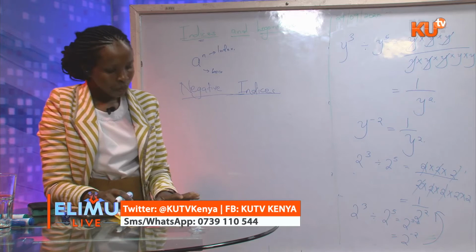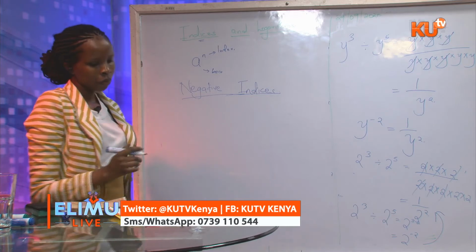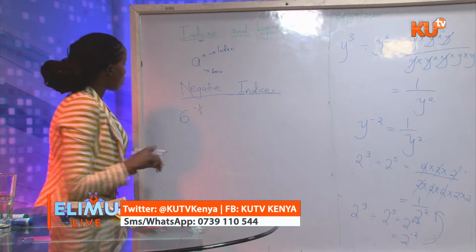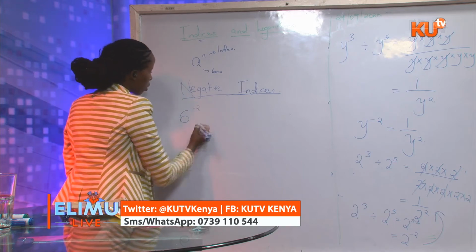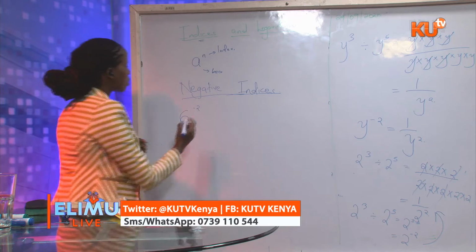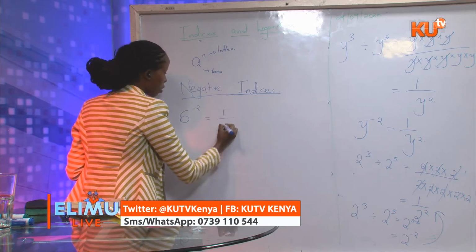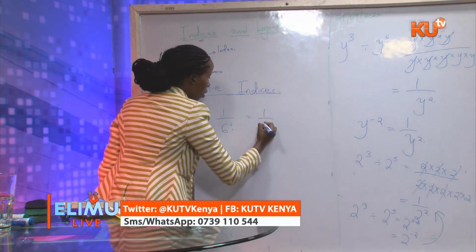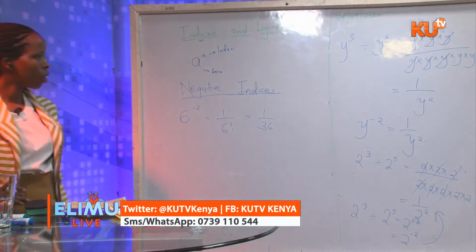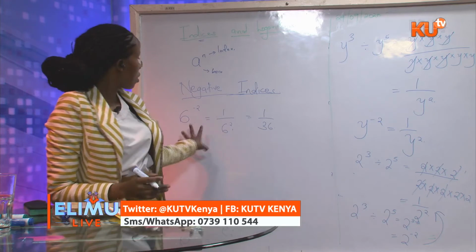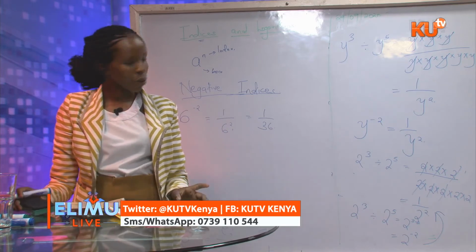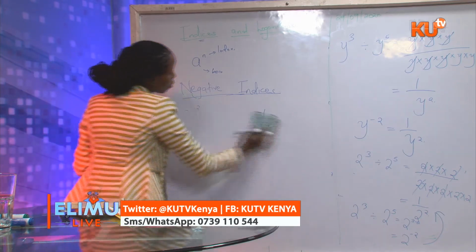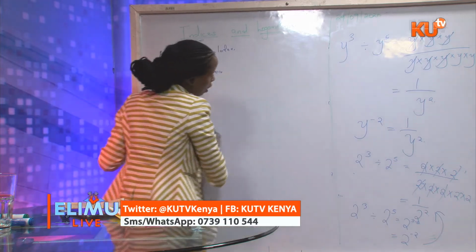Let us look at another example. If I have 6 raised to negative a half, let us first look at a simpler one. 6 raised to negative 2. Then this will simply mean 1 all over 6 squared. And in the simplest form, this is 1 all over 36. So these are basically the things that we should note when we are working with indices. Let us now look at what you might probably come across in your exams on the same.